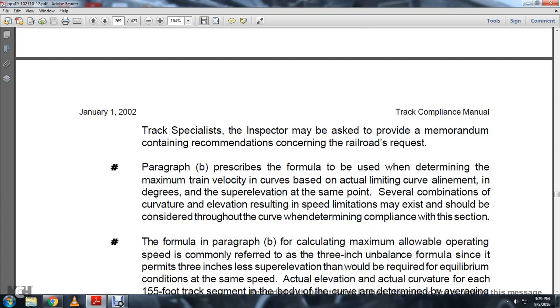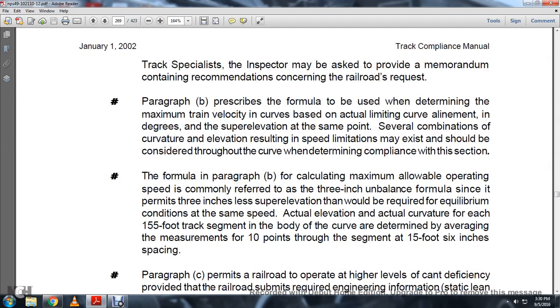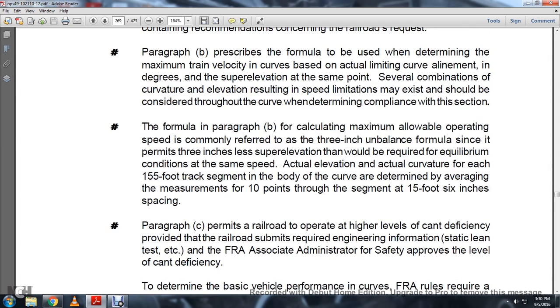Paragraph B prescribes the formula to be used in determining the maximum train speed in curves, based on the actual limiting curve alignment and degrees of superelevation at the same point. Several combinations of curvature and elevation resulting in speed limitations may exist and should be considered throughout the curve when determining compliance with this section. The formula in paragraph B for calculating maximum allowable operating speed, commonly referred to as the 3-inch unbalanced formula, permits 3 inches less superelevation than would be required for equilibrium conditions at the speed.